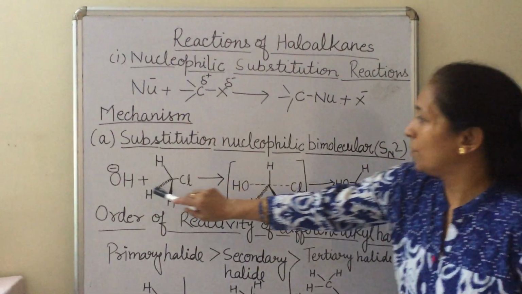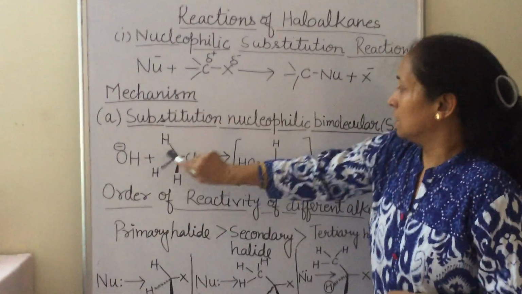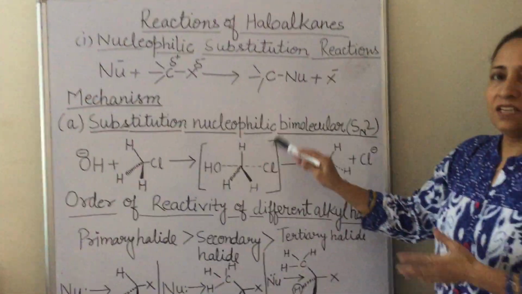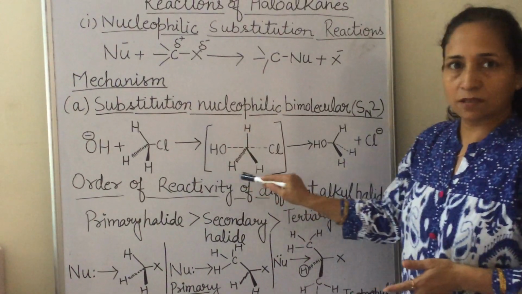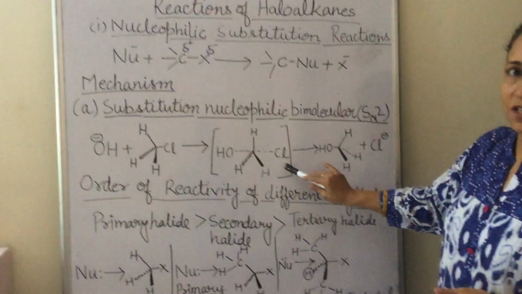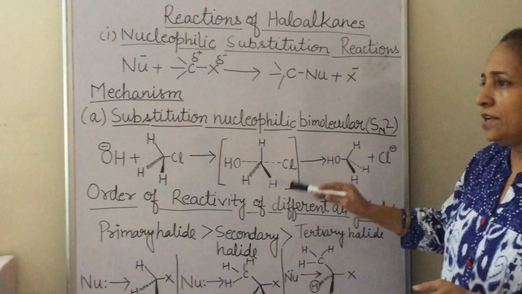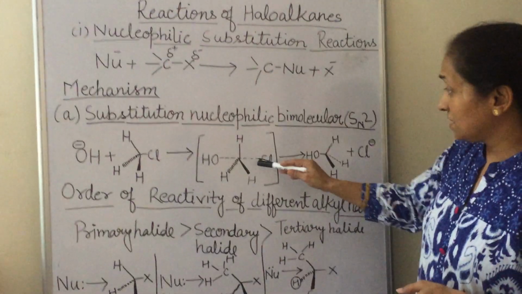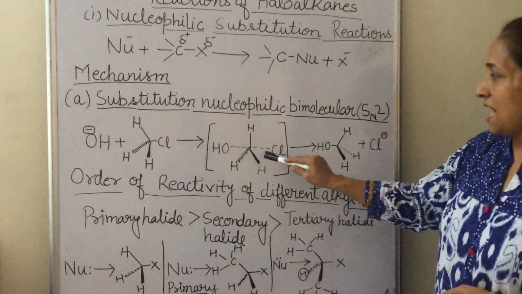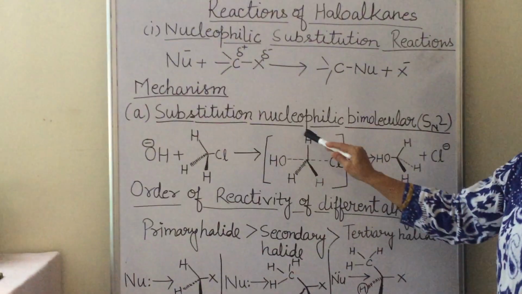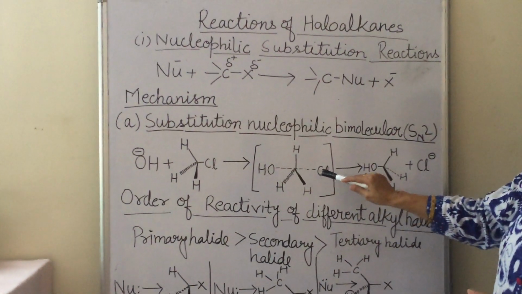When this nucleophile approaches the carbon atom, an intermediate, or you can say transition state, is formed. This is written in the brackets. This represents the transition state and it is very unstable. It is there for a very short time. It is unstable because in this state carbon is attached to 5 groups. So this is very unstable and it is very difficult to separate it.